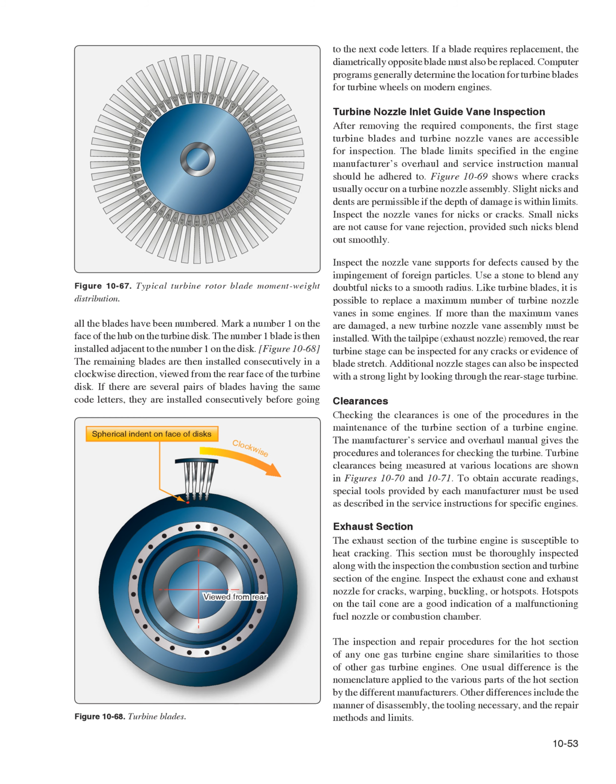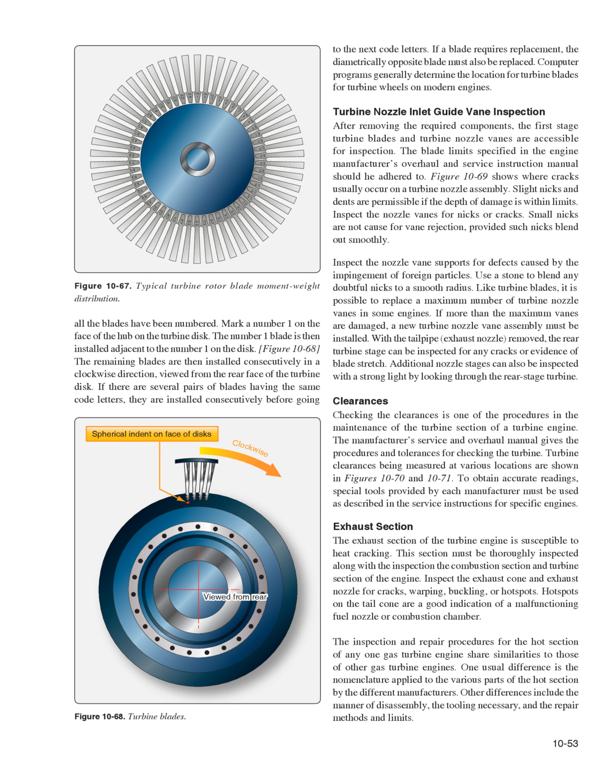Inspect the nozzle vanes for nicks or cracks. Small nicks are not cause for vane rejection, provided such nicks blend out smoothly. Inspect the nozzle vane supports for defects caused by the impingement of foreign particles. Use a stone to blend any doubtful nicks to a smooth radius. Like turbine blades, it is possible to replace a maximum number of turbine nozzle vanes in some engines. If more than the maximum vanes are damaged, a new turbine nozzle vane assembly must be installed.